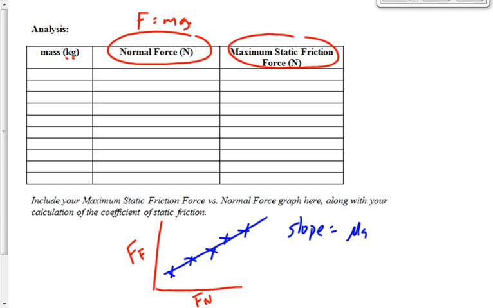This is the page that's important here in terms of getting the coefficient of static friction, but it's also the page that's important in order to identify your variables. Remember, one of the variables, either manipulated or responding, always appears on the x-axis, and the other variable always appears on the y-axis. I'm going to leave it up to you guys to remember which one's which. So I'm telling you, Fn, Ff, one of them is manipulated, one of them is responding. You figure out which is which.